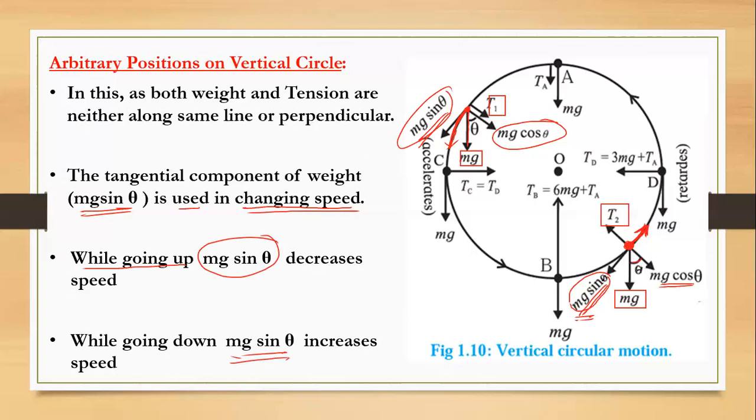And speed is different at every point. But remember, when the object is going up, speed starts decreasing because of this component. And when it is coming down, speed increases because of this mg sine theta.